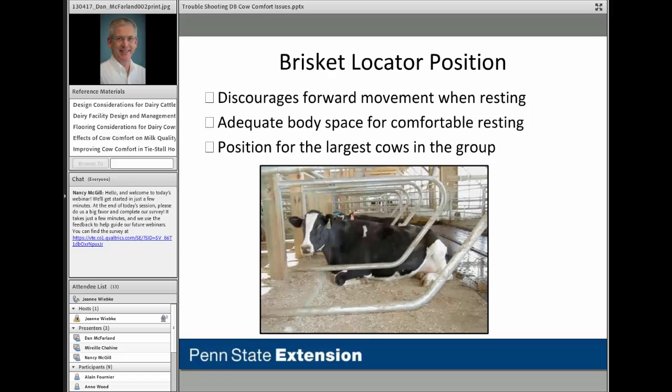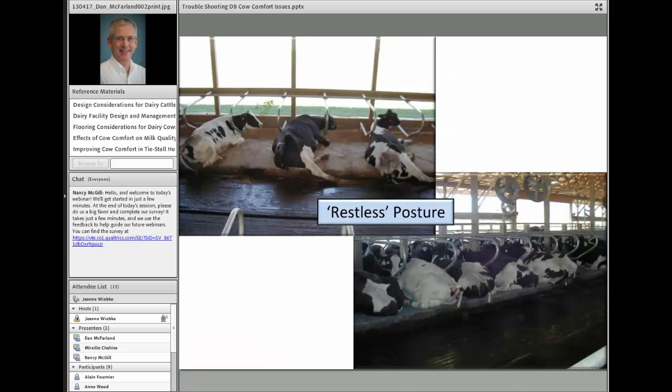Another issue that comes up very commonly with free stalls or resting area is the brisket locator position. The purpose of this brisket locator is to discourage forward movement when the cow is resting, again, preserving that lunge space. We want to provide adequate body space for that cow to get on the resting surface, and again, it should be positioned for the largest cows in the group. If you don't provide that, here in the upper left, we see these cows are actually hanging off the back of the stall excessively. And in videos, or time lapse, you can see that there's a lot of leg movement here.